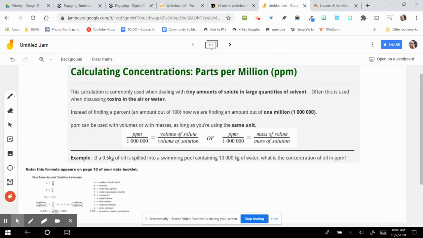So we're looking at calculating concentrations in a new way. We're looking at parts per million. Now it's very similar to the percent volume calculation that we just did. So look for the similarities.